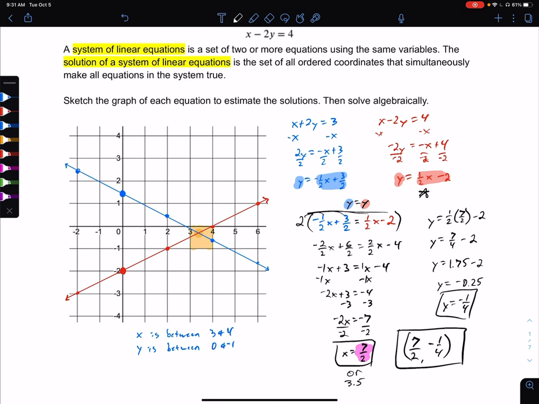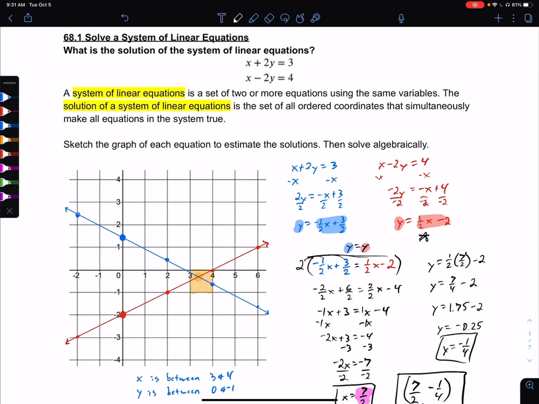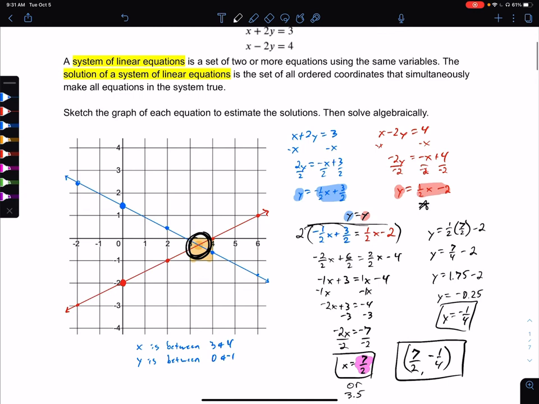So the whole idea here, we solved this using substitution, and we used a sketch of a graph to estimate the solutions. You could use substitution, you can use elimination, you can use graphing methods. There's a lot of different options, but the idea we're looking at here is that in a system of linear equations, when you have two lines, if they intersect, they're going to have one solution, and that solution will be a coordinate point with an x and a y value.